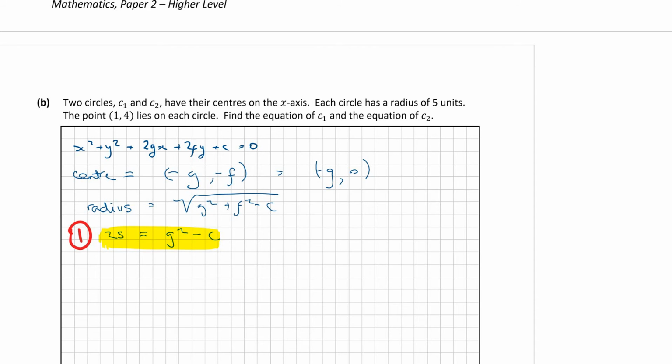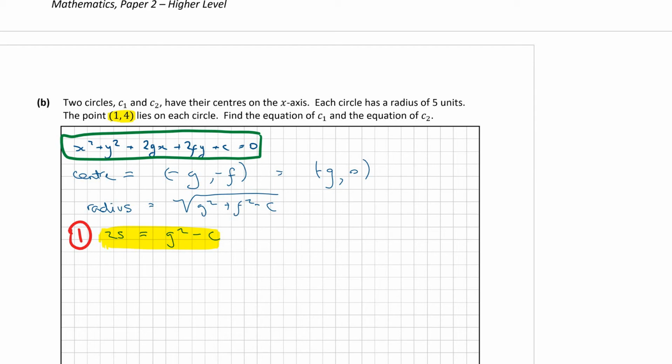So what we're going to do is use the other piece of information that we have. That point lies on each circle. So if this is our equation of the circle here, then I can plug in the number 1 for x and the number 4 for y to get an equation in g and c.